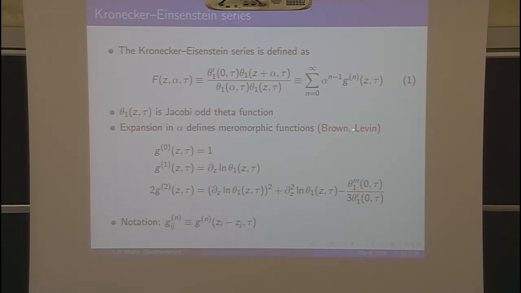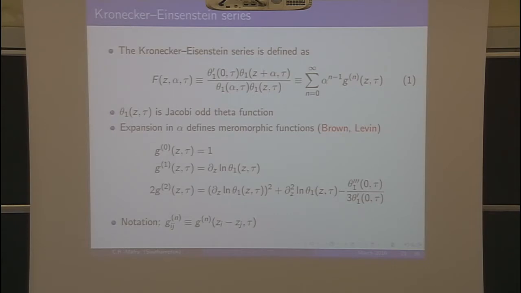correlator. So Brown and Levin look at the classical Kronecker-Eisenstein series from 200 years ago, and then they decided to do a Laurent expansion like this, and to extract these functions there. If you do the calculation and look at the corresponding functions, you will see that they are nothing more than some derivatives of the log of theta 1, where theta 1 is the Jacobi odd theta function. And the notation here is this one, where these zi's and zij's are the positions of the vertex operators.